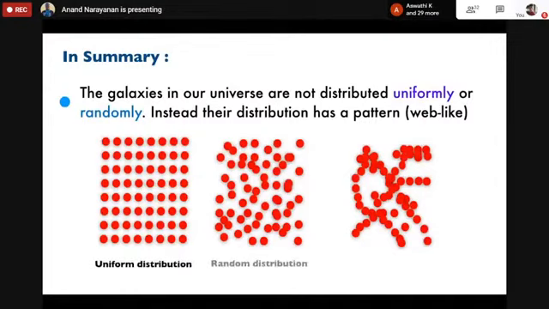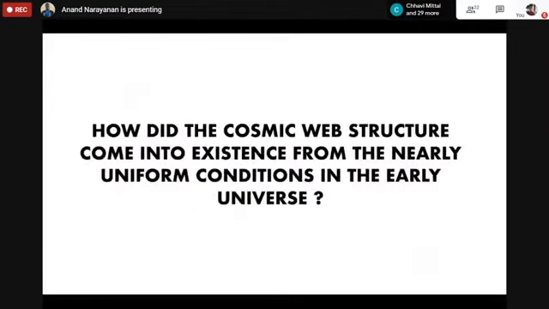So uniform distribution, random distribution, web-like distribution. Now the question is, how did the cosmic web-like structure come into existence? We know that the early universe conditions were nearly uniform. So from nearly uniform early universe conditions, how did this clustering of matter happen? And that is the story of the formation of large-scale structure in our universe.